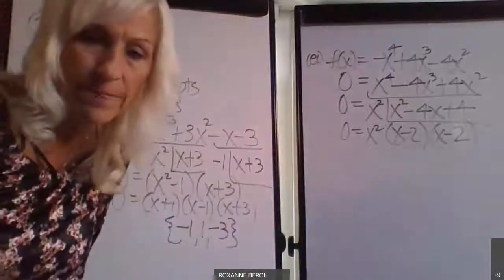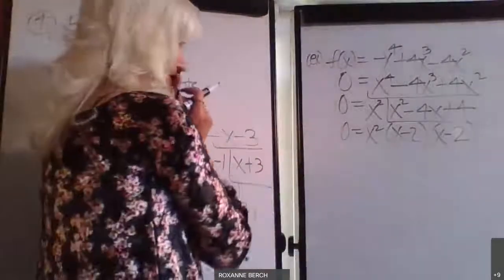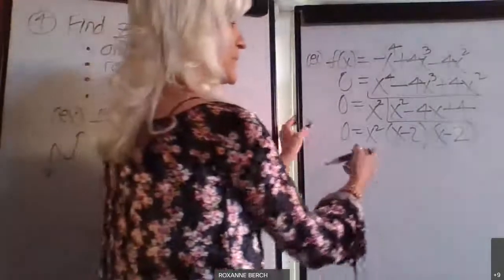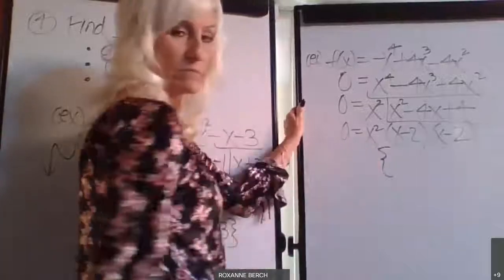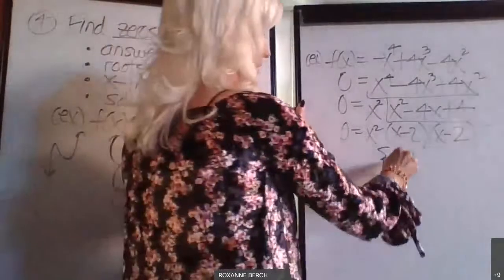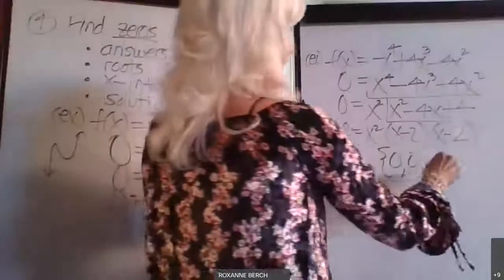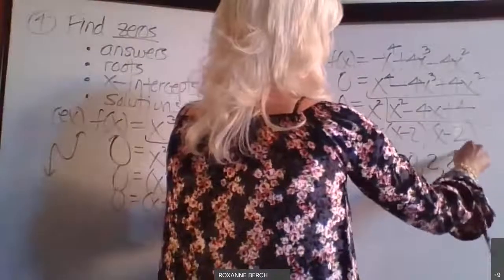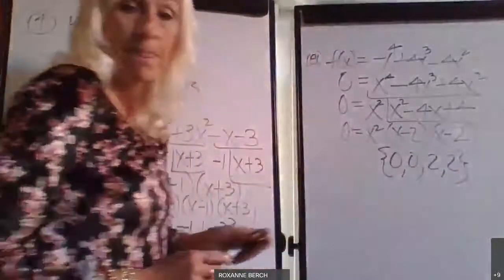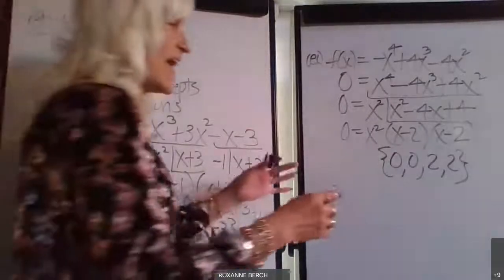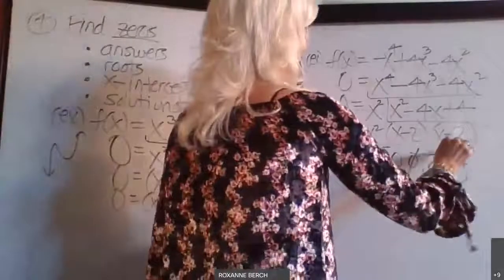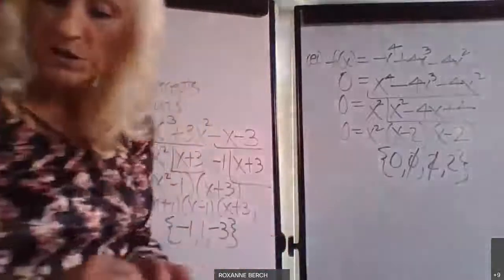All right, ready? Tell me the roots. What makes this 0? There's 2 of them. And what makes this 0? And what makes that 0? Now, in a set, we don't write them all, but there are 4 roots.